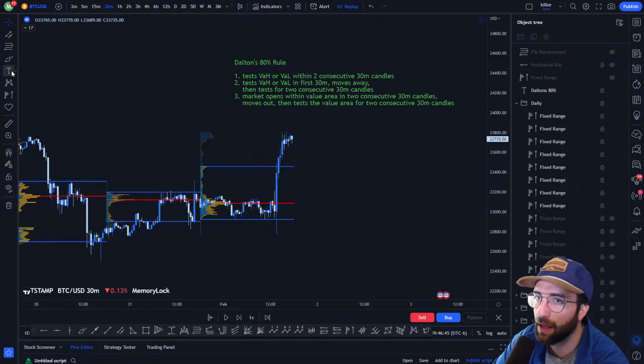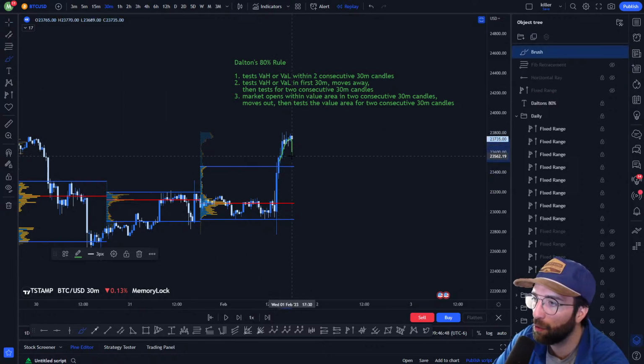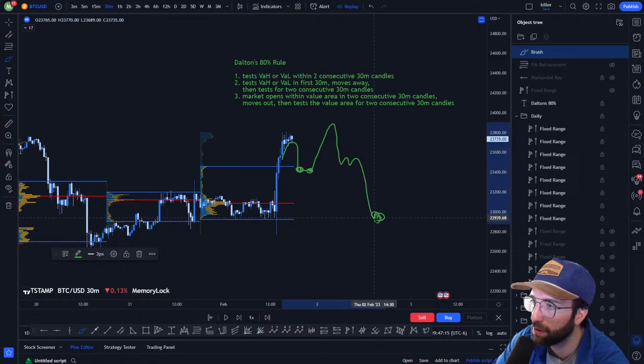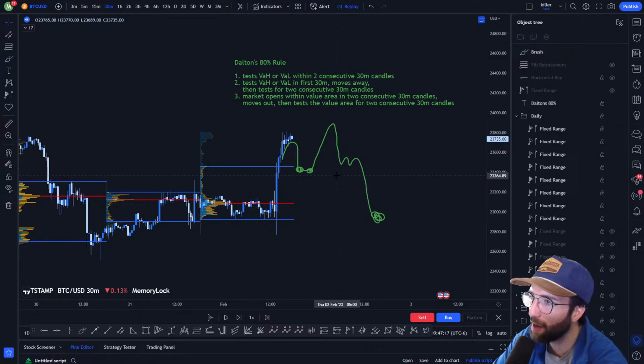This is similar to that last one, but if price were to break out and then, on the first 30-minute candle, we were to open the new daily down here inside the value area for 2 consecutive 30-minute candles, 1 and 2, break out, and then test it on 2 30-minute candles, then there's an 80% chance it'll fill. This one's a little bit more complicated.